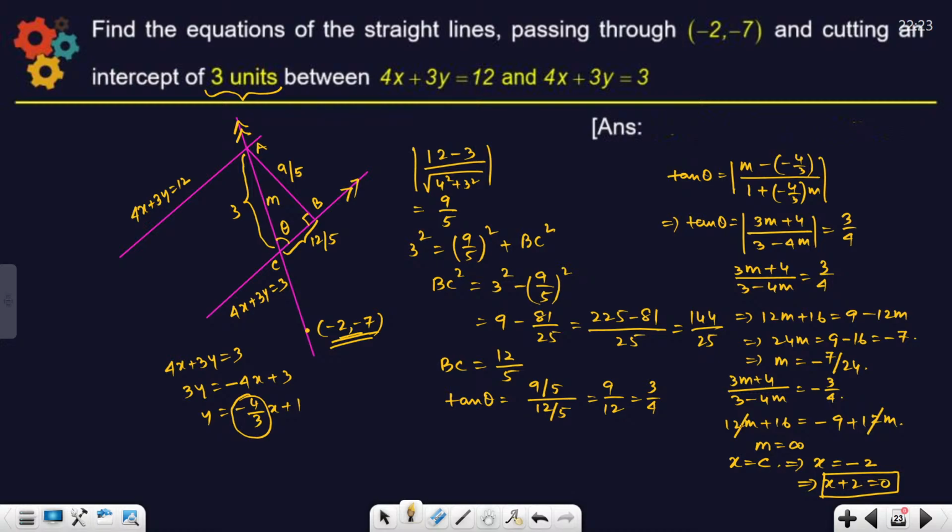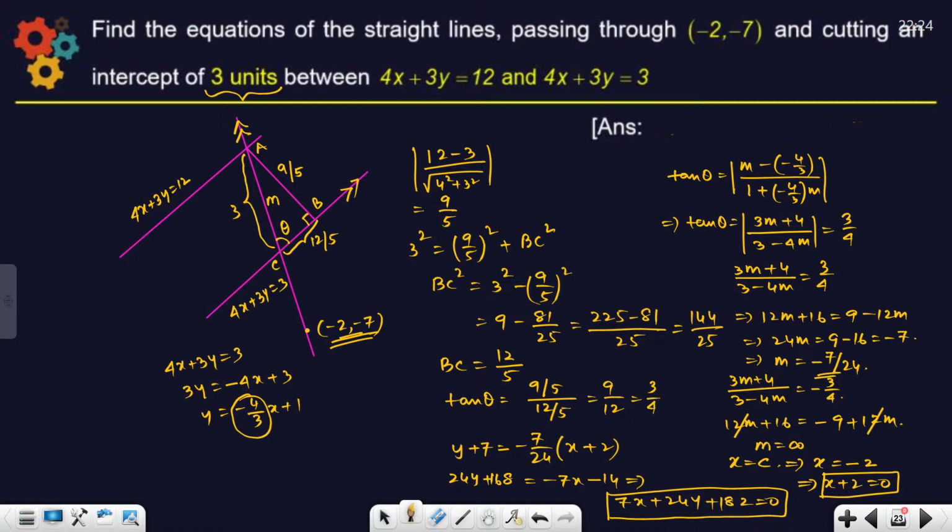And what about the other line? We got the slope as -7/24. The equation will be y minus y1 equals m times (x minus x1). So cross multiply. 7 4s 28. 168 minus 7x minus 14. So we are getting the second equation as 7x plus 24y plus 182 equals 0. Am I correct? So these are the two equations.